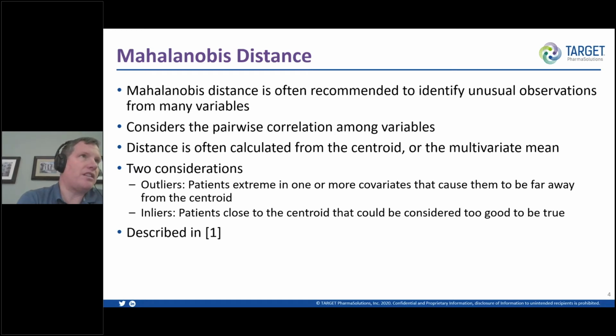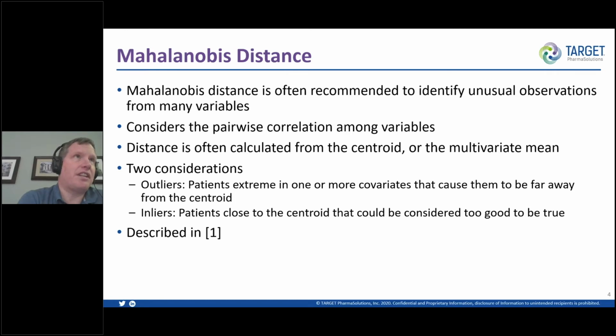So we can compute distance between individual patients, or we can take a different approach. If we look at the multivariate mean, or the centroid, where we would expect the typical patient to show up in n-dimensional space, we can calculate how different that patient is, or how far away they are from that centroid, the center of the data cloud. So we can have 2 considerations for this.